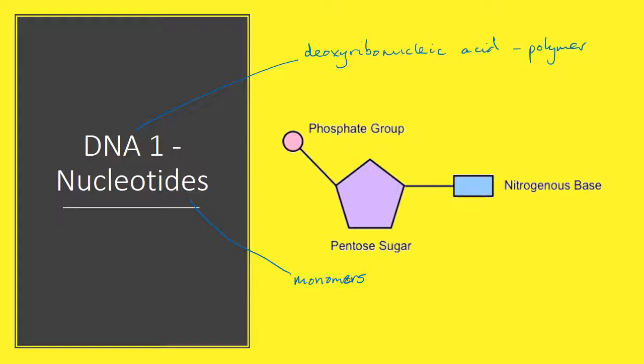nucleotide, and it has three groups. We have a phosphate group, a pentose sugar, pent as in 5, and you can see 5 points to the pentagon there, and then we have a base, of which there are 4. So this video is on the nucleotides and how they're structured and how they come together from the different groups.